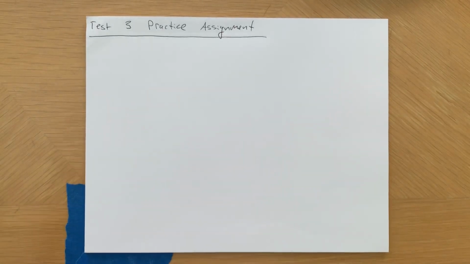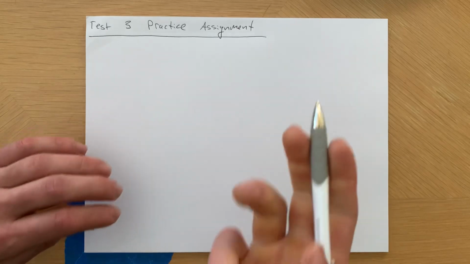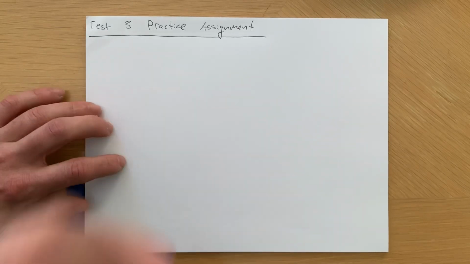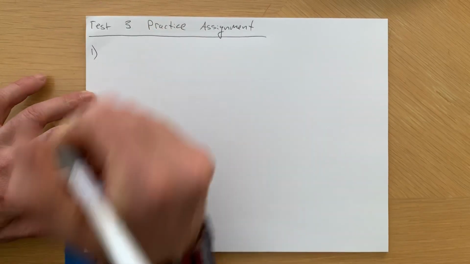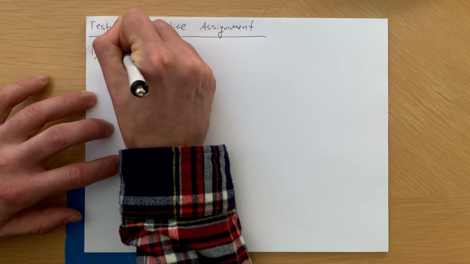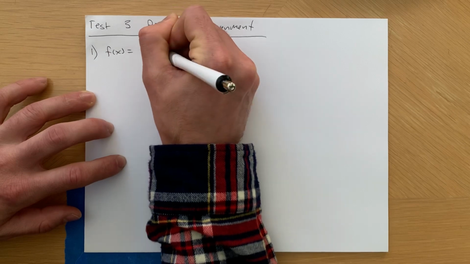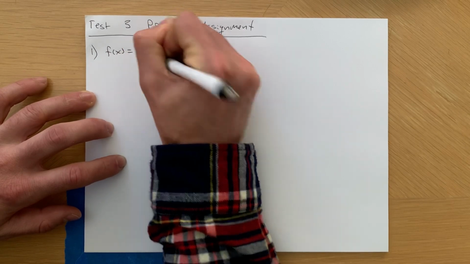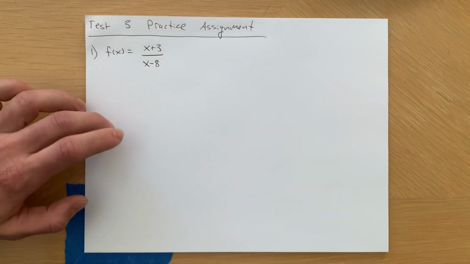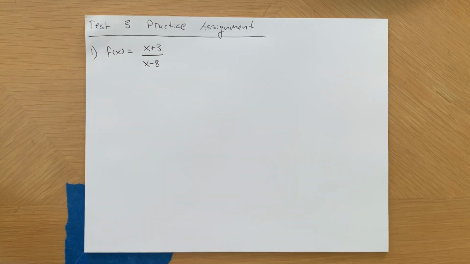In this video, we're just going to go over all those problems from the online homework assignment, the practice problems for the test. Okay, the first problem is this. We have this equation, f of x is equal to (x + 3) over (x - 8). And the problem's telling us determine whether this function is one-to-one and then find a formula for its inverse.